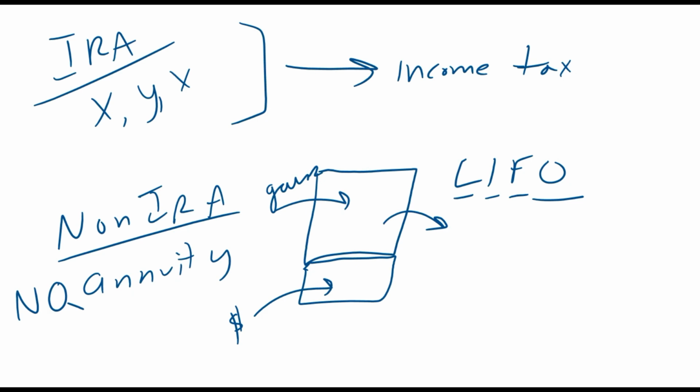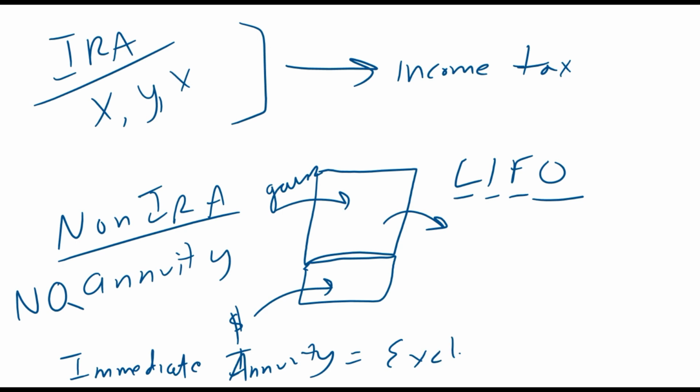A way around this is, what do they call that? The perfect way to get money out of an IRA would preferably be inside what's called an immediate annuity. That's because an immediate annuity gets to use what's called the exclusion ratio. And what the heck is the exclusion ratio?